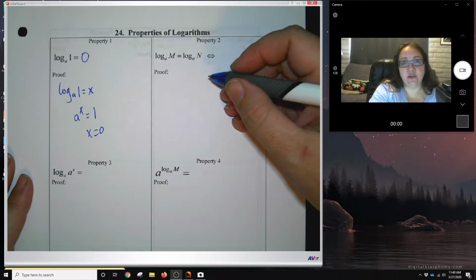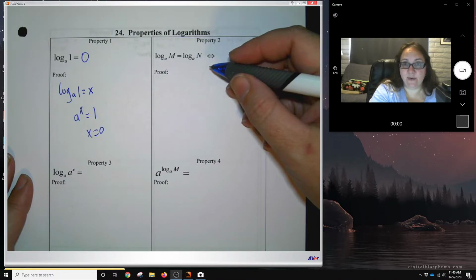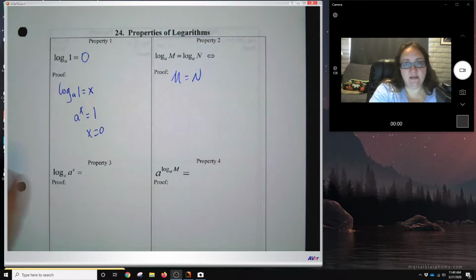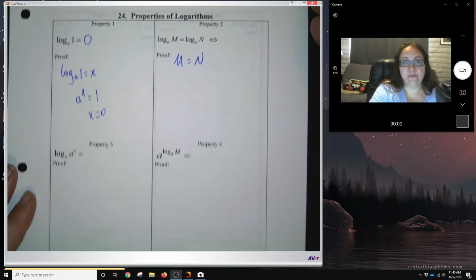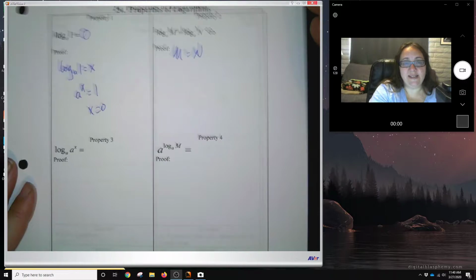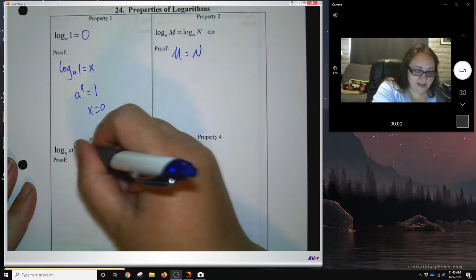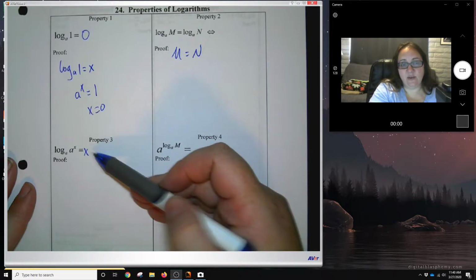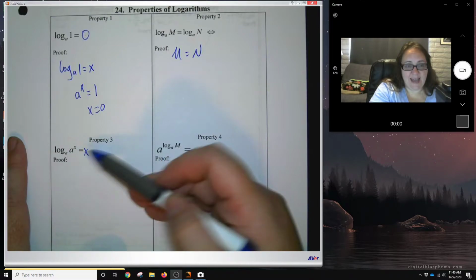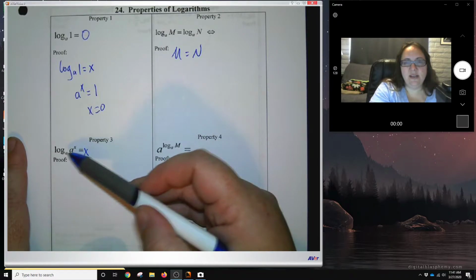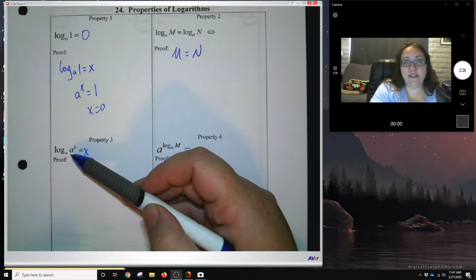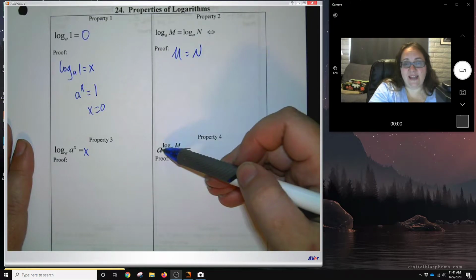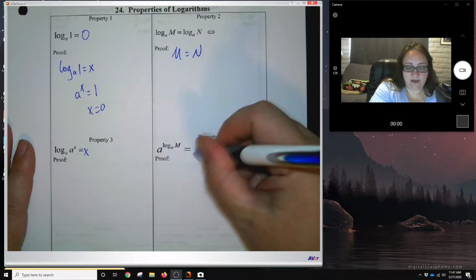And here, just like I told you with the exponent rules, if you have the same base, then the exponents are equal to each other. It's the same with logs. If you have the same base, then what you're taking the log of is equal to one another. Now here, if we have log base a of a to the x, that's going to equal just x, because it would be a to this equals this thing. So a to the x equals a to the x. Really, the log base a and the a are inverses, and they cancel and leave you with just that x. It's the same thing here. A to the log base a of m is just m.